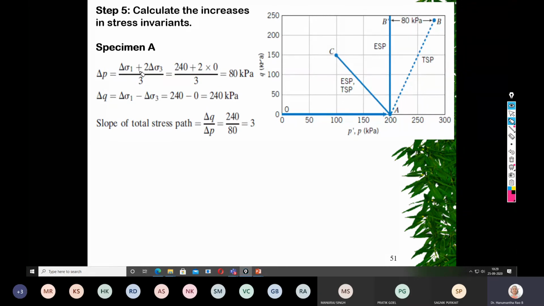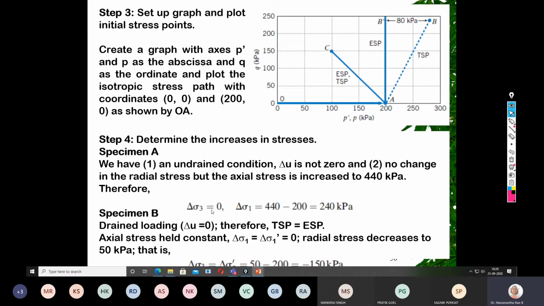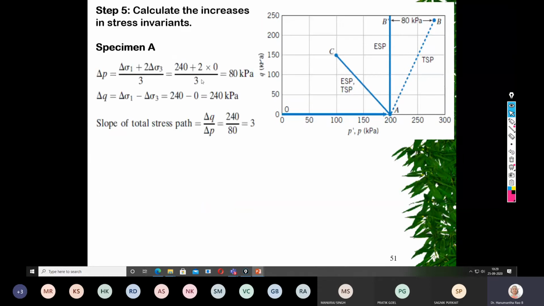So therefore delta sigma 1. In case of the previous one, delta sigma 1 is 240 and delta sigma 3 is 0. So 240 by 3, that is 80 kilopascals. Similarly, delta Q is delta sigma 1 minus delta sigma 3. So delta sigma 3 is 0, so 240 minus 0, that is 240 kilopascals. If you take the slope of this one, delta Q by delta P, 240 by 80, that is 3.